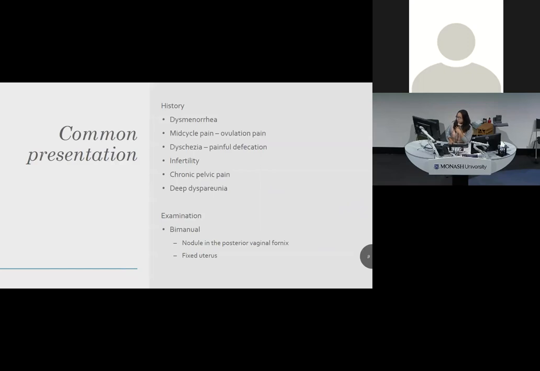So in terms of examination, you're not really going to get much findings unless the endometrial lesion is quite big. Sometimes you can feel it in the posterior vaginal fornix. Another thing is that they might have a fixed uterus. Because of all the endometrial tissue in the pelvis, the uterus gets lots of adhesions, and therefore you can't palpate the uterus because it won't move.